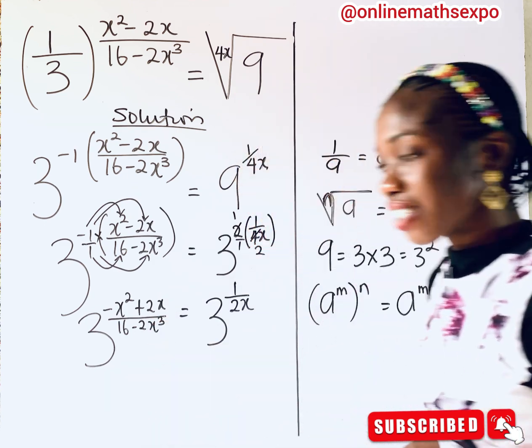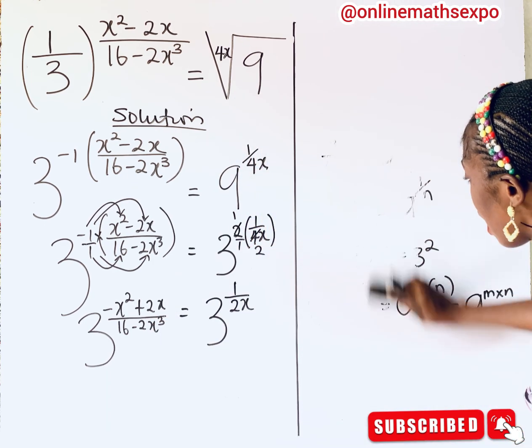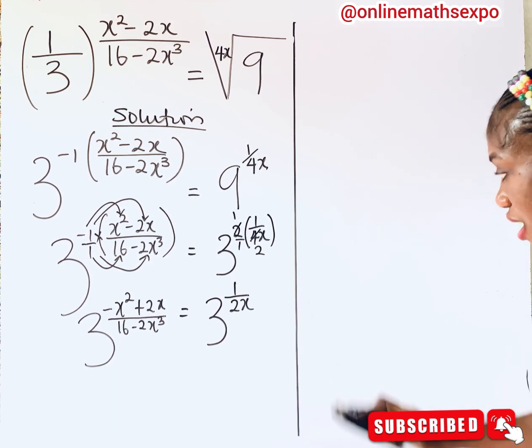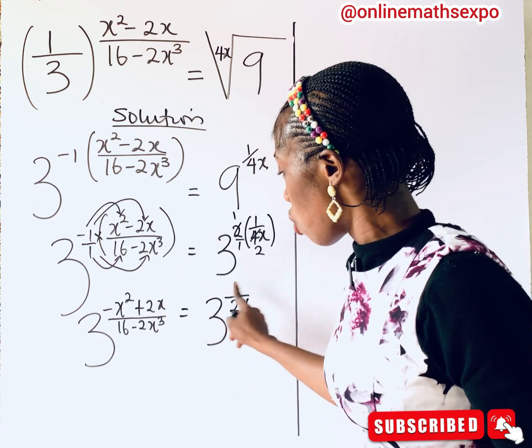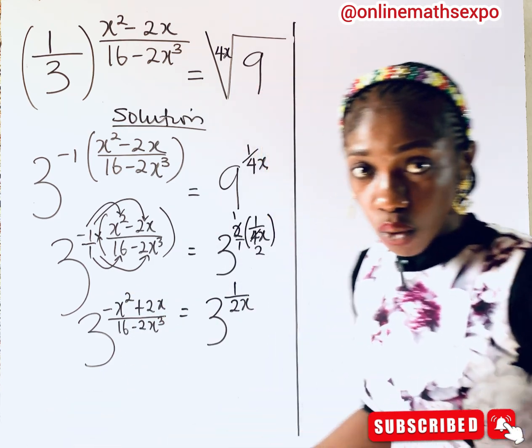Did you see that? So what do we do again? At this point, you have to notice that the bases are now the same. So if the bases are the same, as you can see, what it means is that the powers will also be the same. So in that case, we simply say equate powers.